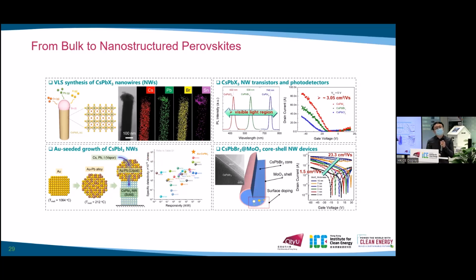And also we use the surface doping method to improve the mobility and the stability of perovskite core-shell nanowire. Overall, the synthesis method, the device structure, and the operation concept are useful for future nanostructure perovskite and their device applications.